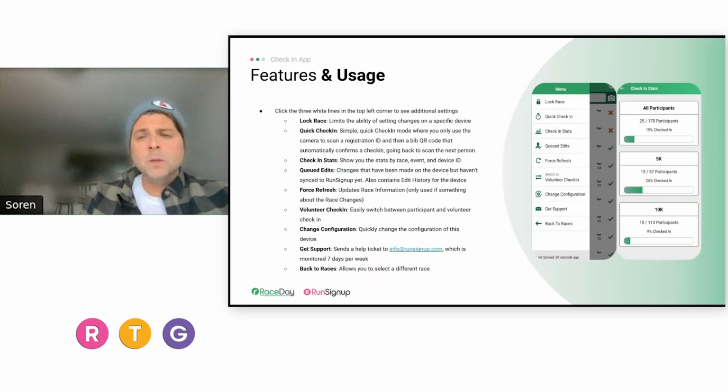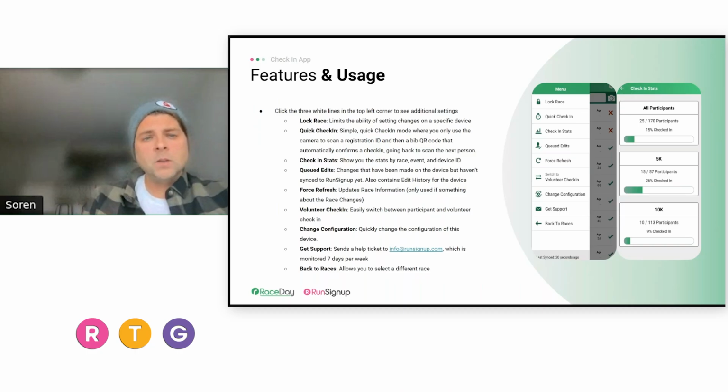Some features and usage once you've opened the check-in app, and this is available on the hamburger menu, or the three white lines on the upper left-hand corner there. Lock race, which allows you to limit the ability for users to do anything other than the assigned check-in flow. Quick check-in, which is a very fast, simple way to check participants in, where you're scanning the registration ID and then a QR code on the bib.